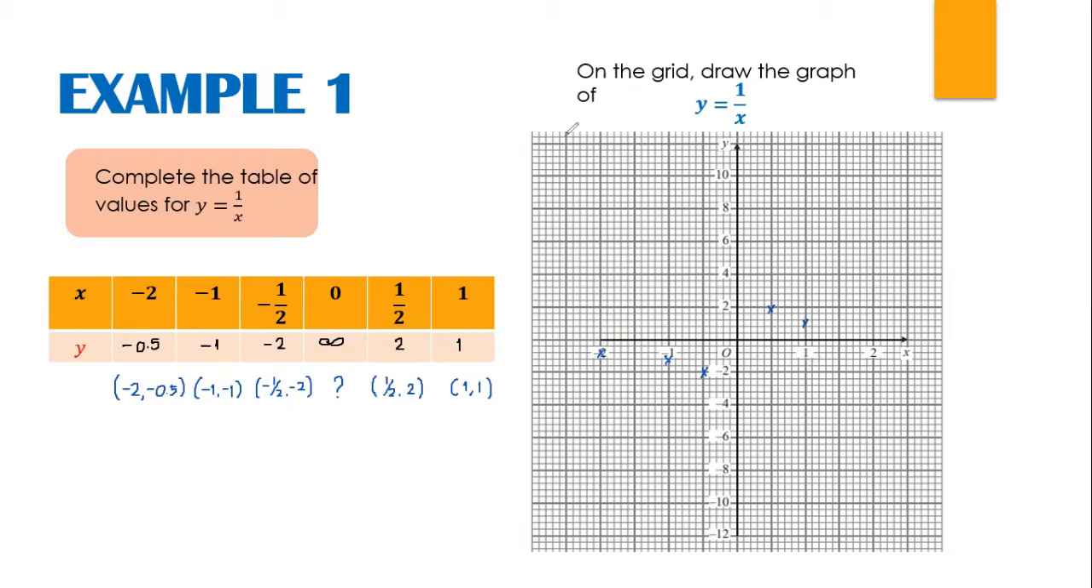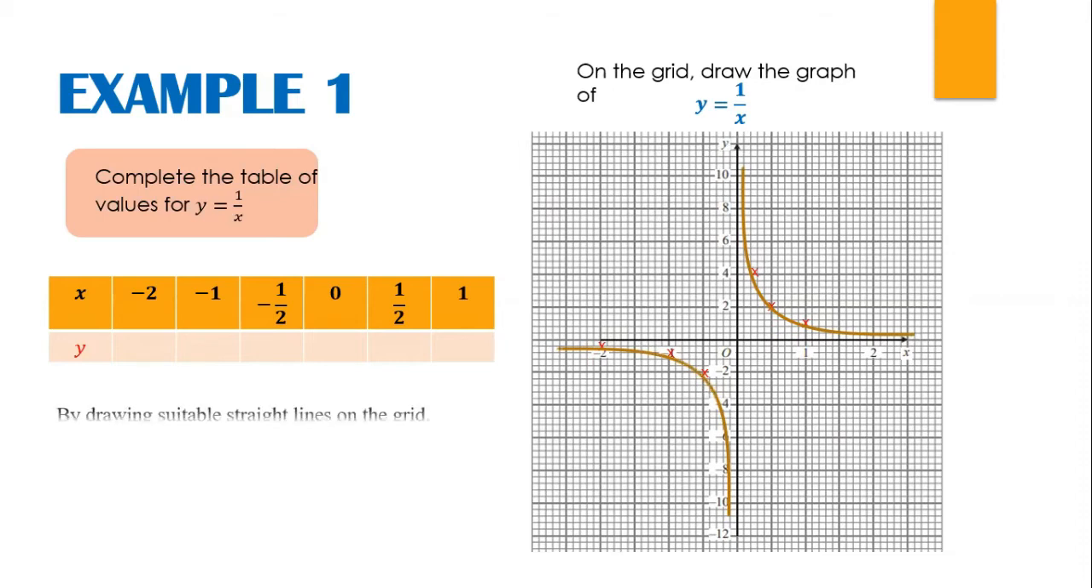Now what about the graph? This is the graph, right? You got this one, right? It's very easy. This is the graph. Is it clear to you, everyone? This is the graph of y equals 1 over x.